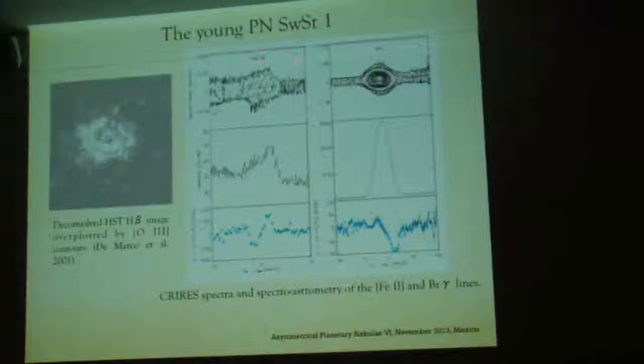So, the young planetary nebula SWSD1. Here is an HST deconvolved image, and here I present the Cryo's spectrum, the intensity of the line profiles, and the signatures that we have found. So we are resolving some structures on the iron 3 line and the bracket gamma line.